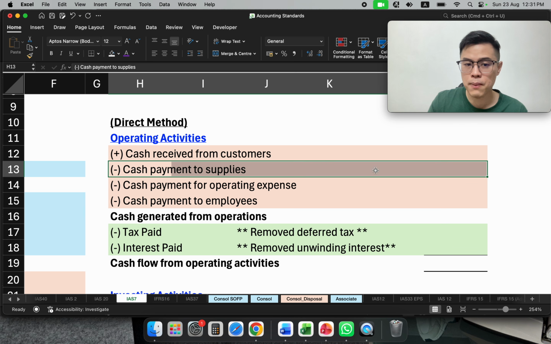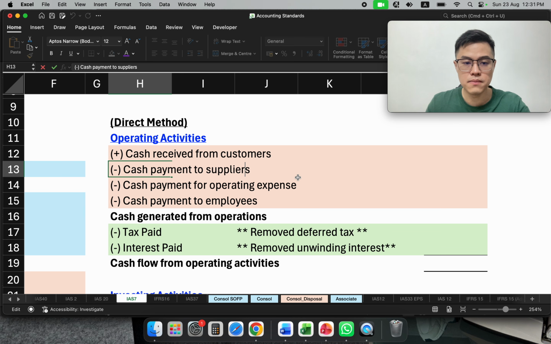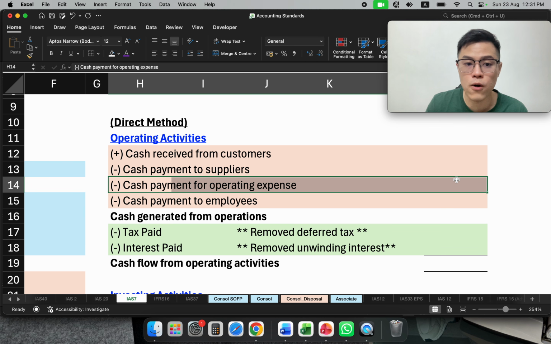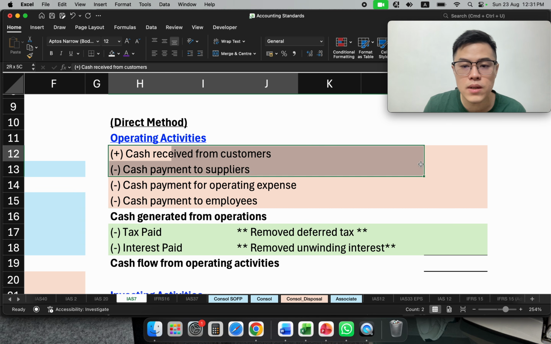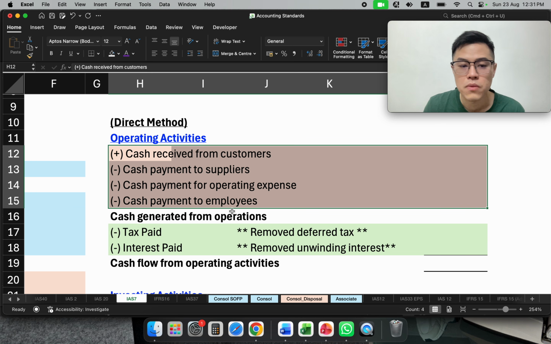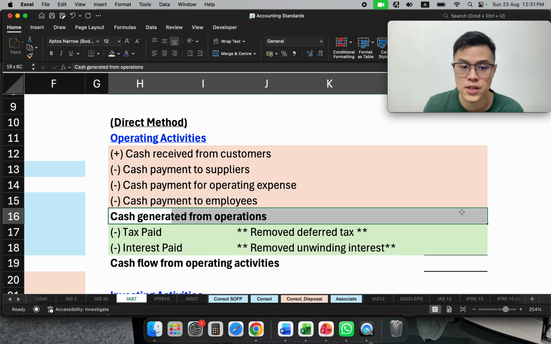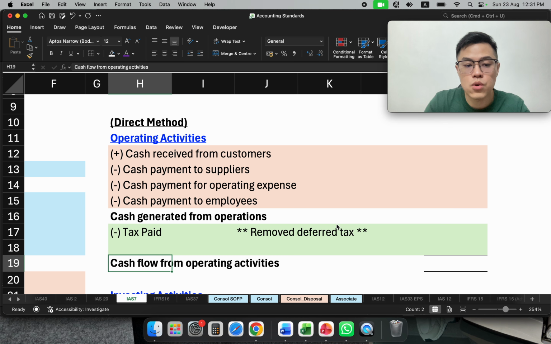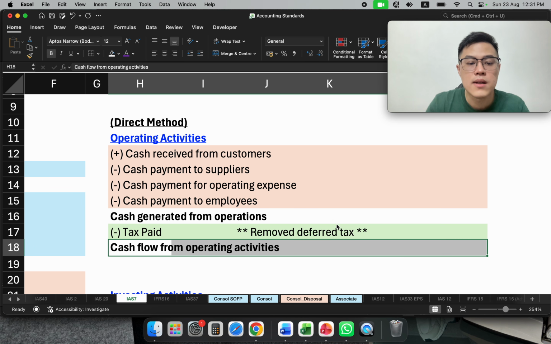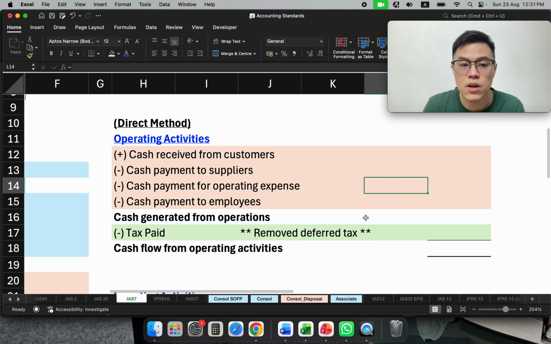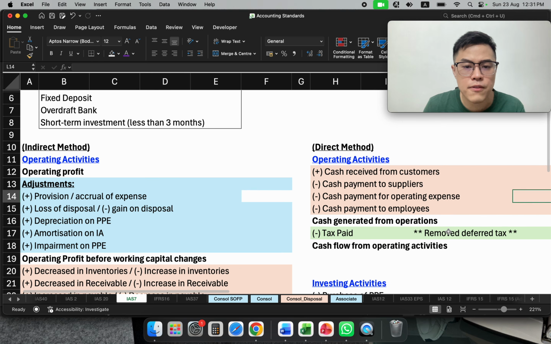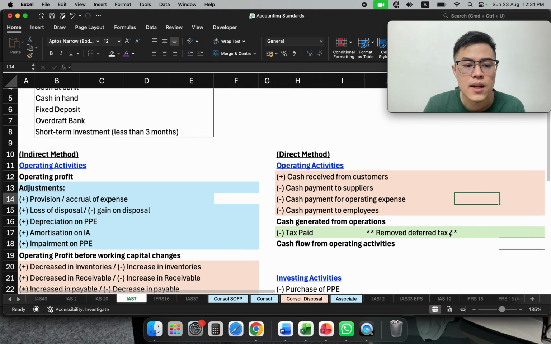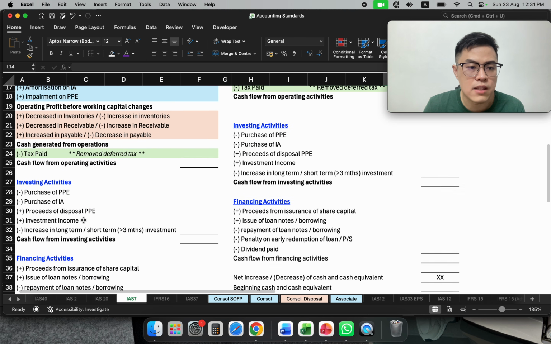Any payment to suppliers, any payment for operating expenses, any payment to our employees. So all this, plus minus all these things, you will get your cash generated from operations. And we will need to minus our tax as well. So that's going to be our direct method. So after we have seen the direct method already, let's explore investing activities.